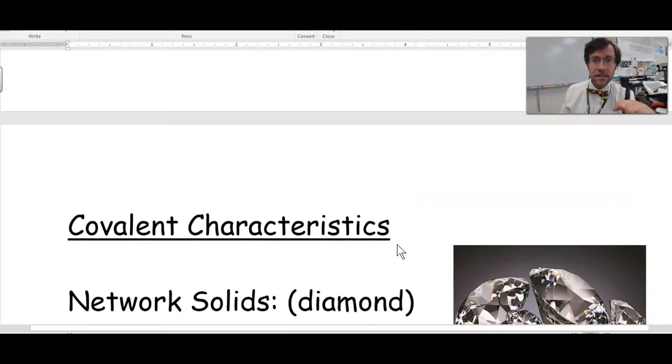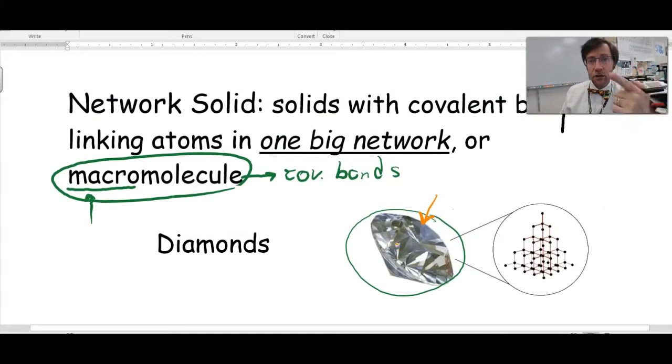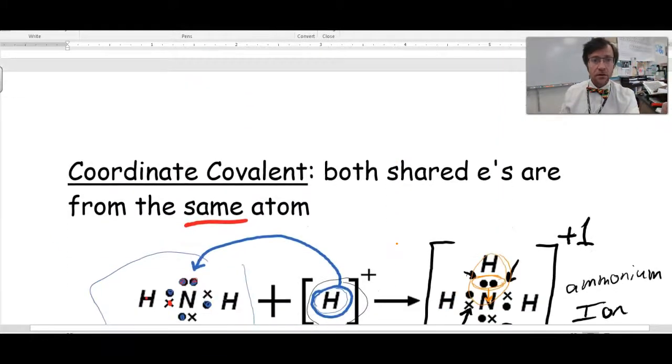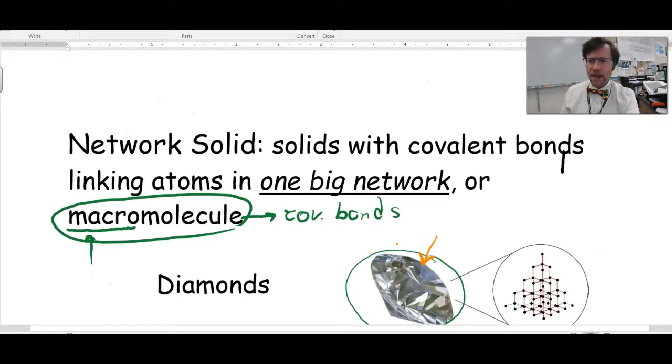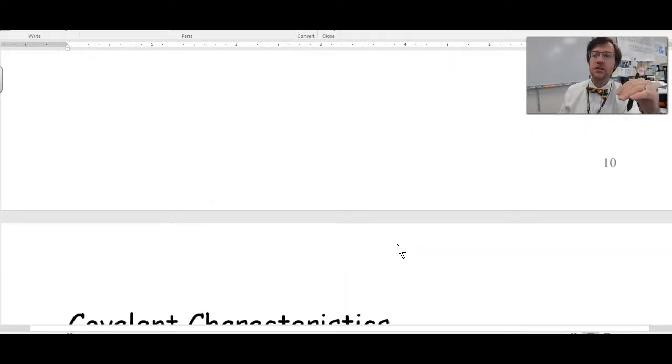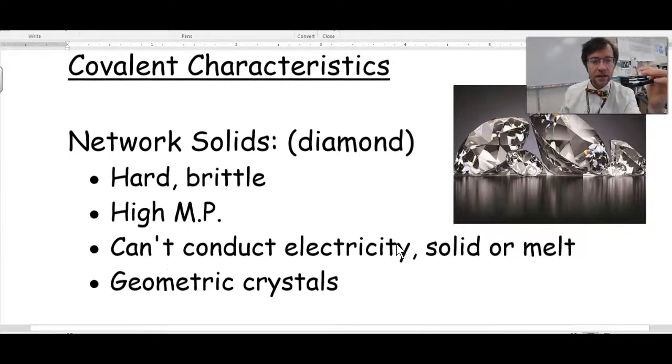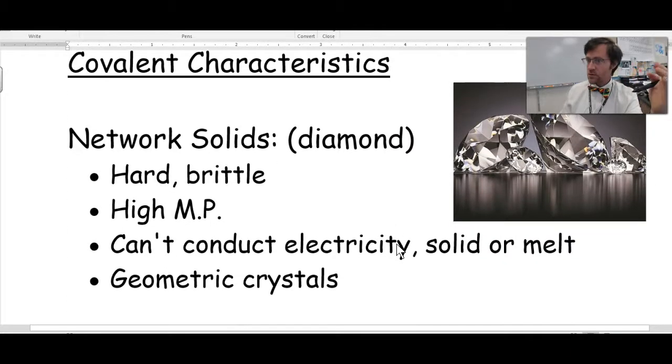So let's talk about covalent characteristics. Now it's going to be a little bit difficult here, right? Because we have regular covalent bonds, we have coordinate covalents, we have network solids, so there's a bunch of different kinds. Ionic substances, bam, super easy. There's one kind of ionic substance, that's ionic substances. Now covalent bonding can get weird. It has all different kinds of forms, so there's going to be more than one category. So we're going to start with network solids because that's what we just talked about. And who doesn't like diamonds?